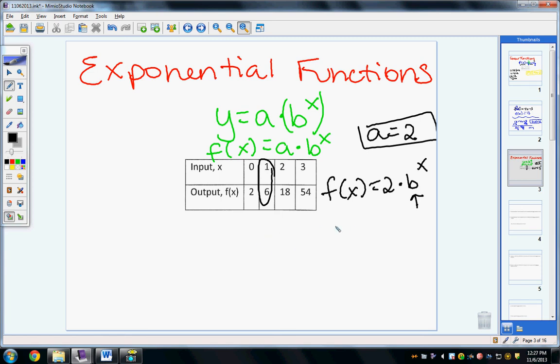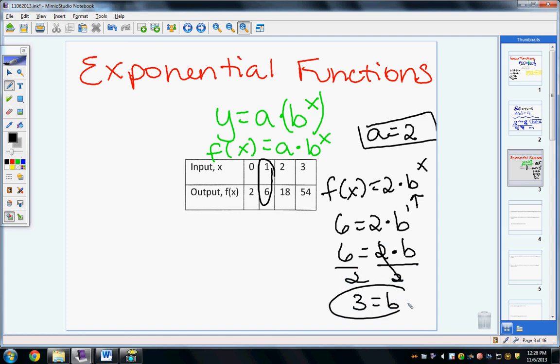So our f of x is 6. 2 times b, we don't know what b is, but we know that our x is 1. Well, anything to the power of 1 is itself. b to the power of 1 is simply b, so this is just going to be 2 times b. I can divide both sides by 2, and I get that 3 is equal to b.